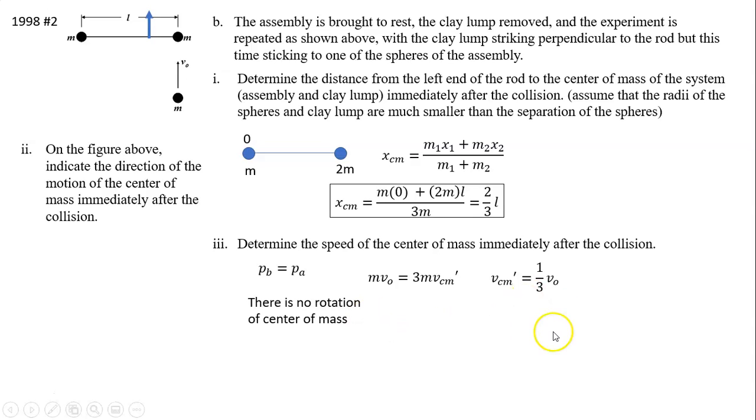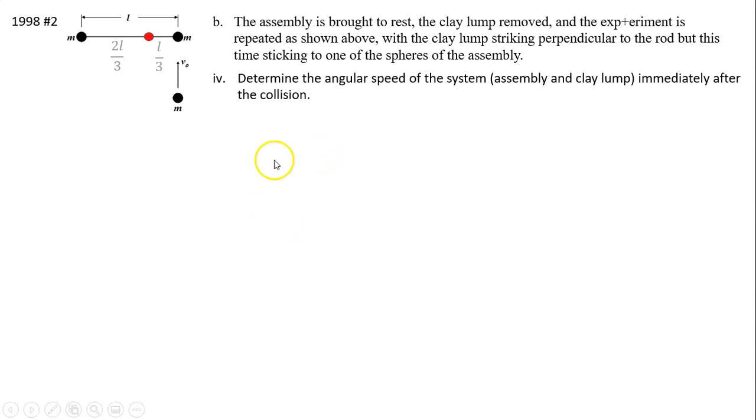So we did this actually in part 1. So it's the same as 1/3 v naught. It's the same. The center of the mass is moving the same. What is different? The difference is now the masses are going to rotate. Before, nothing is rotating. Now the masses are going to rotate around the center of the mass.